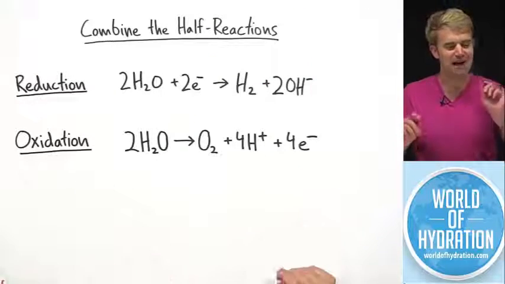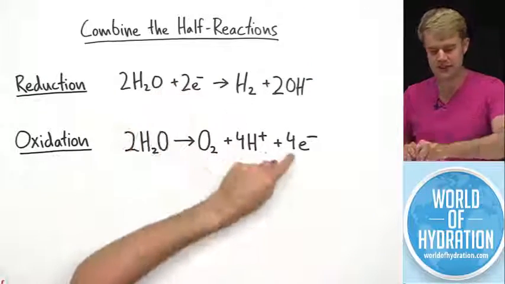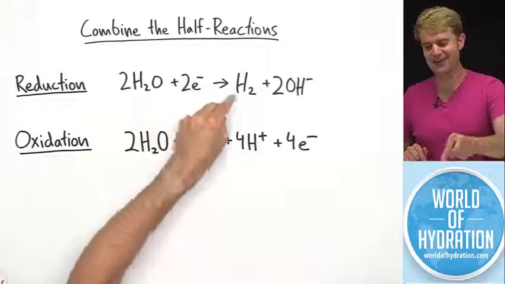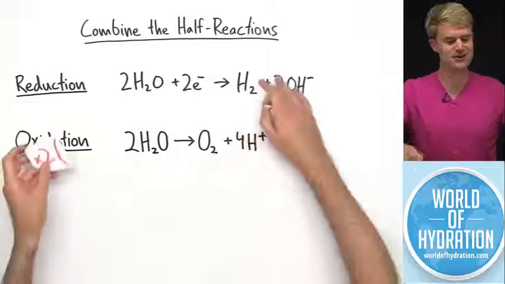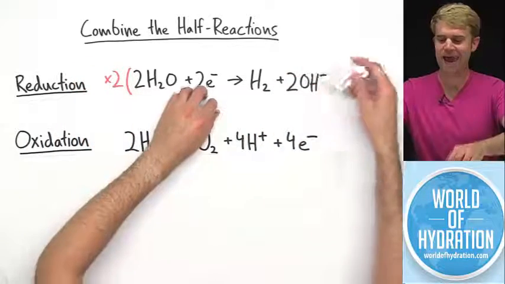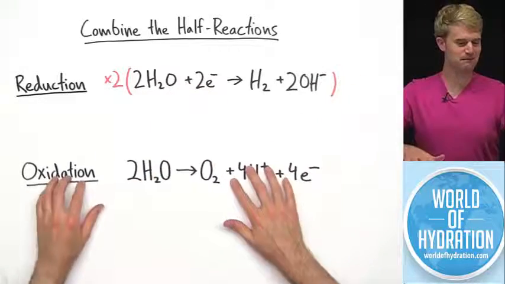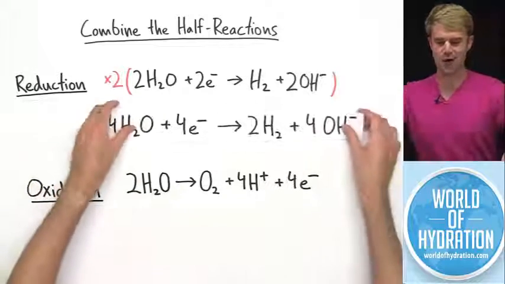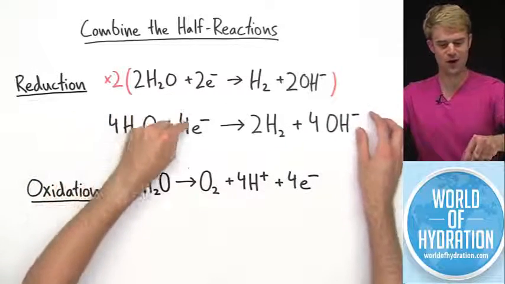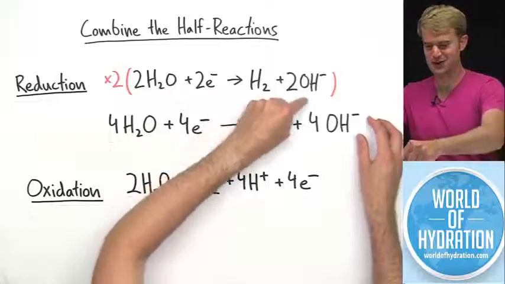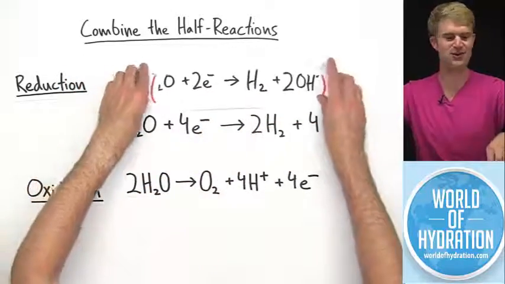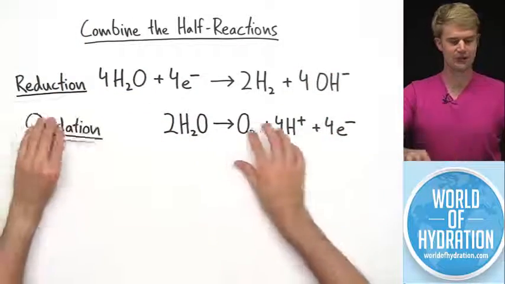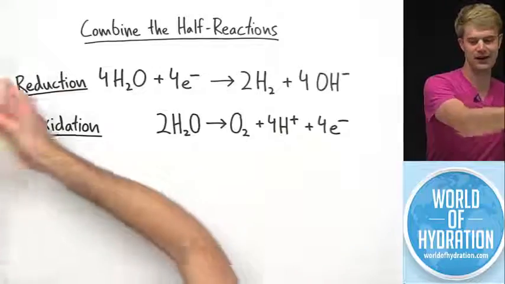Okay, now for combining these half reactions, we want them to have the same number of electrons. The reduction half reaction though only has 2 electrons, we have 4 here. So the way we're going to solve this is we're going to take this whole equation and multiply it by 2. And distributing this 2 across the equation, we are going to end up with this: 4H2O, 4 electrons, 2H2, and 4 OH−. So that is our new reduction half reaction. Now we can take these 2 half reactions and add them together. We're going to get this.